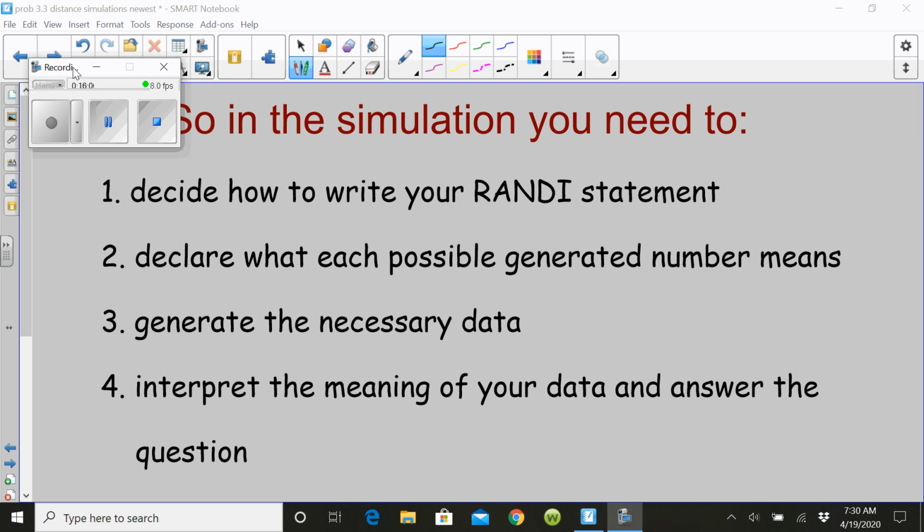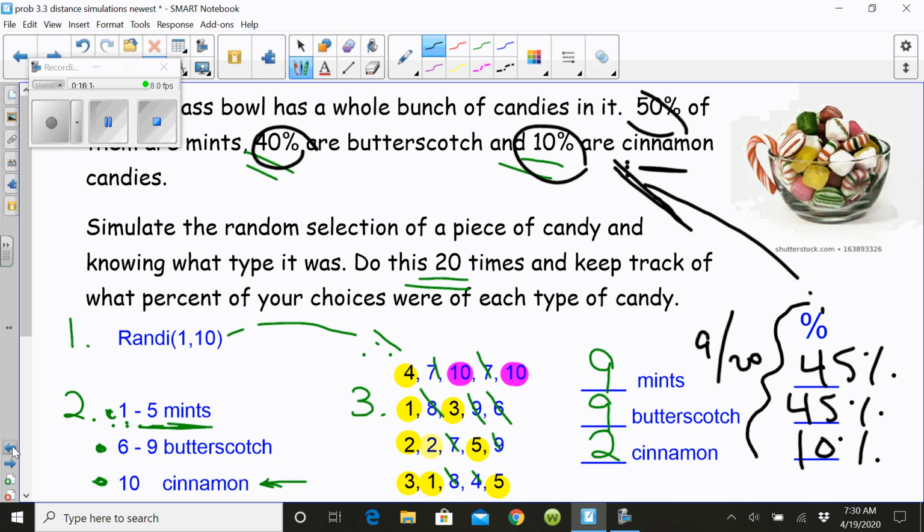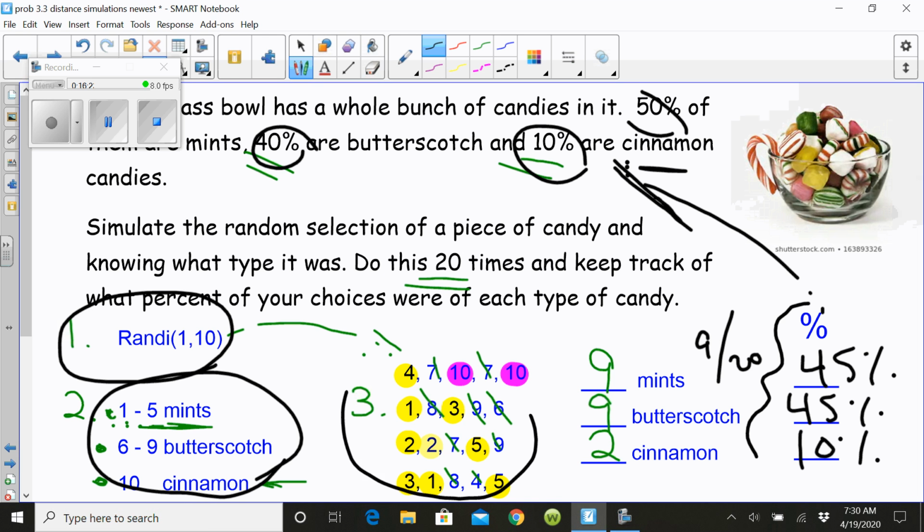Write the Randy statement, then declare what the numbers mean, then generate the numbers, and then interpret the meaning. So again, I've done that here. Firstly, here's my Randy statement. Secondly, declared what the numbers represent. I generated my data, and then I interpreted what those numbers mean within the setting of the candy bowl question.